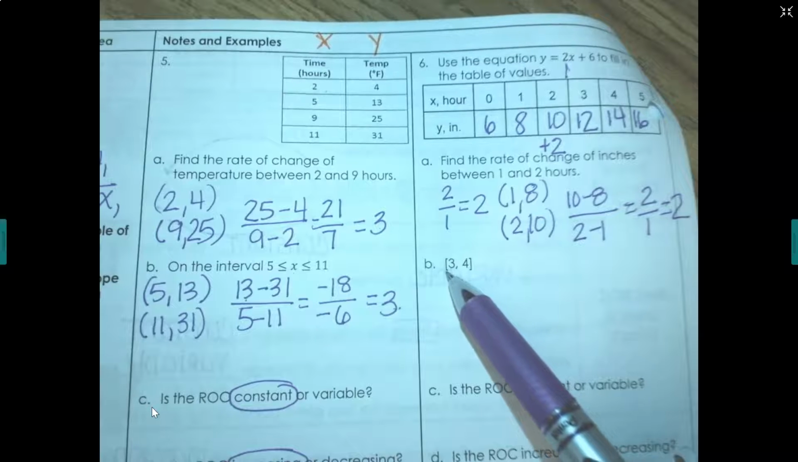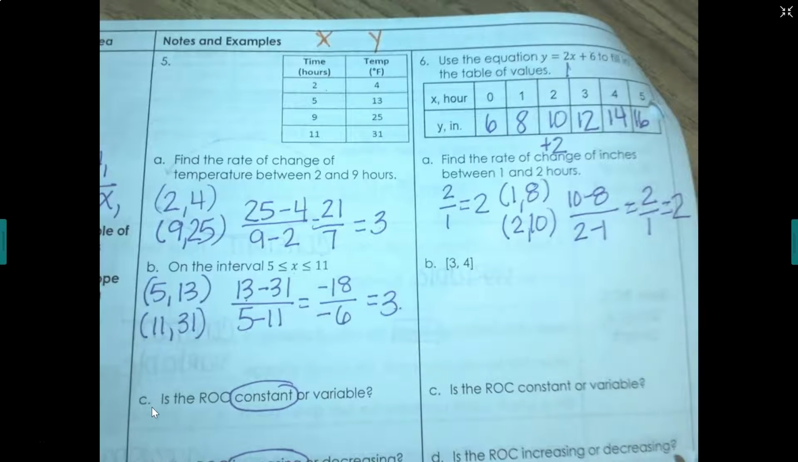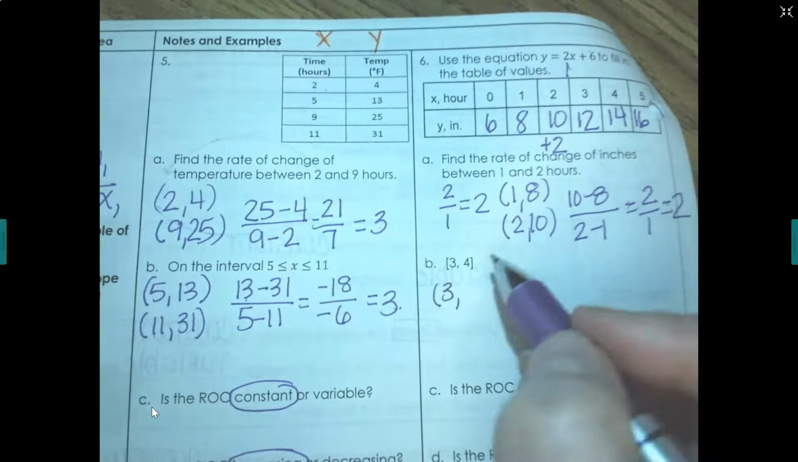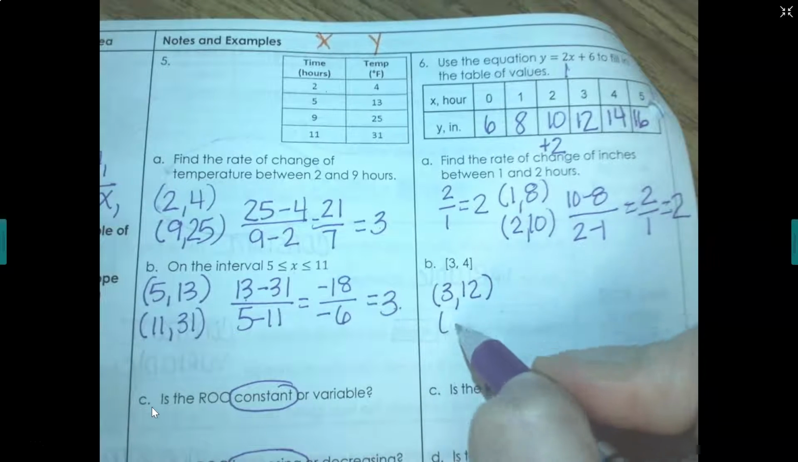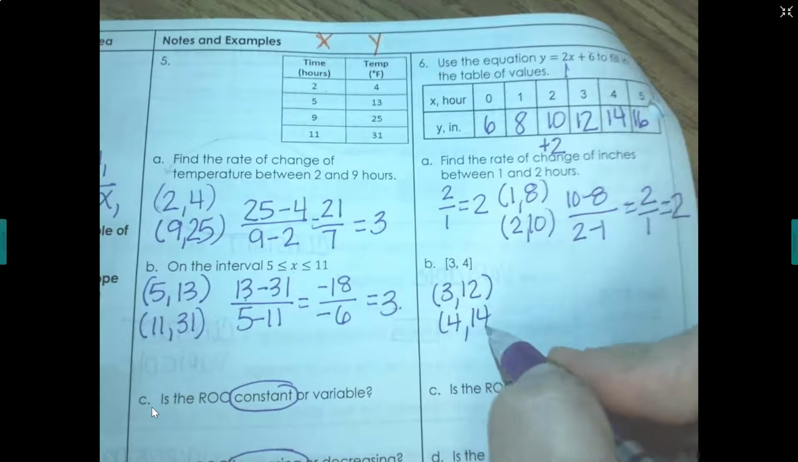This is not actually a point. These are two different x values. See the square brackets? That's your hint that this is not a coordinate point. This is saying if x is 3, what's your y value, which is 12? And if x is 4, what's your y value, which is 14?